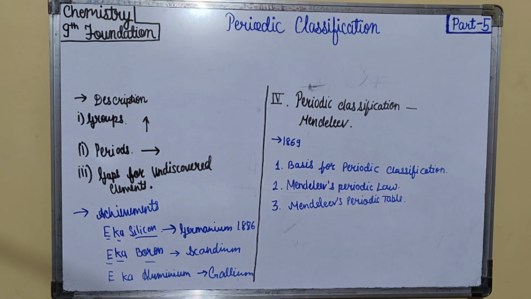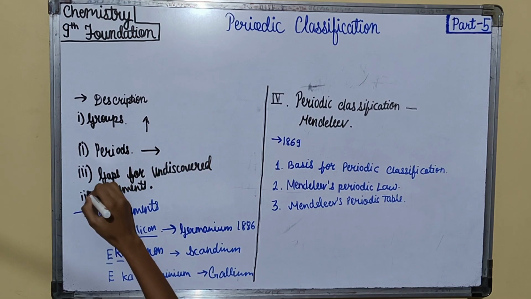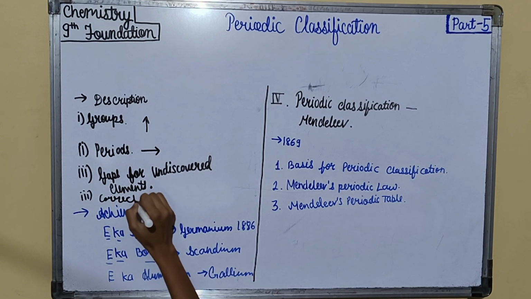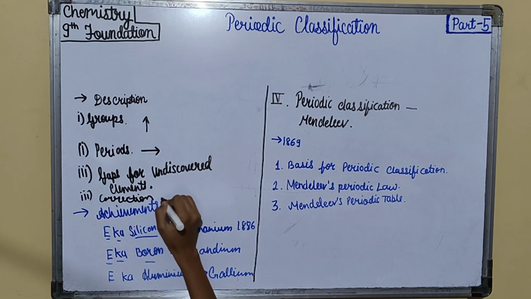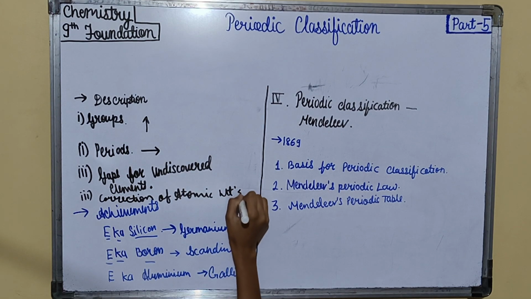Also, the third point of his achievement was the correction of atomic weights. It pointed out errors in the atomic weights of already discovered elements, leading to the correction of atomic weights.